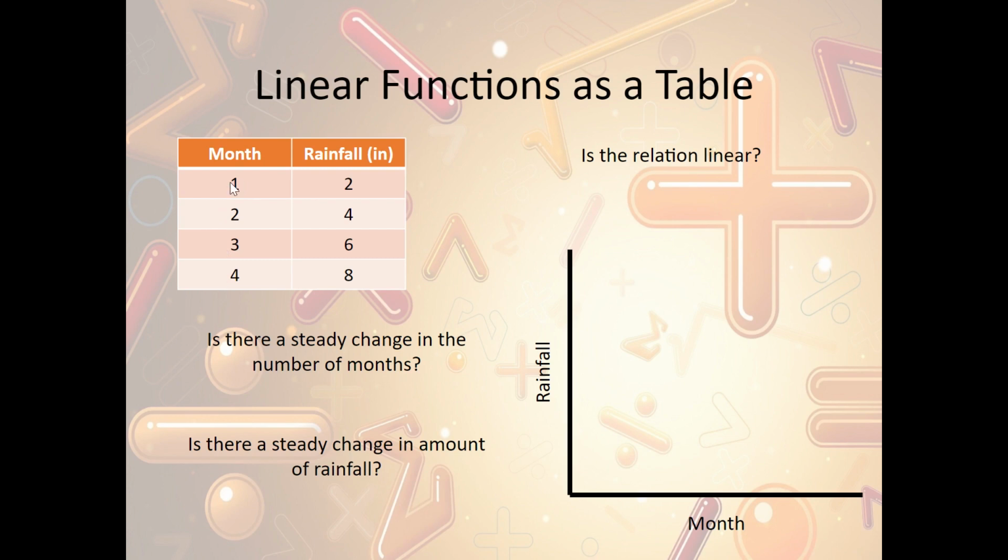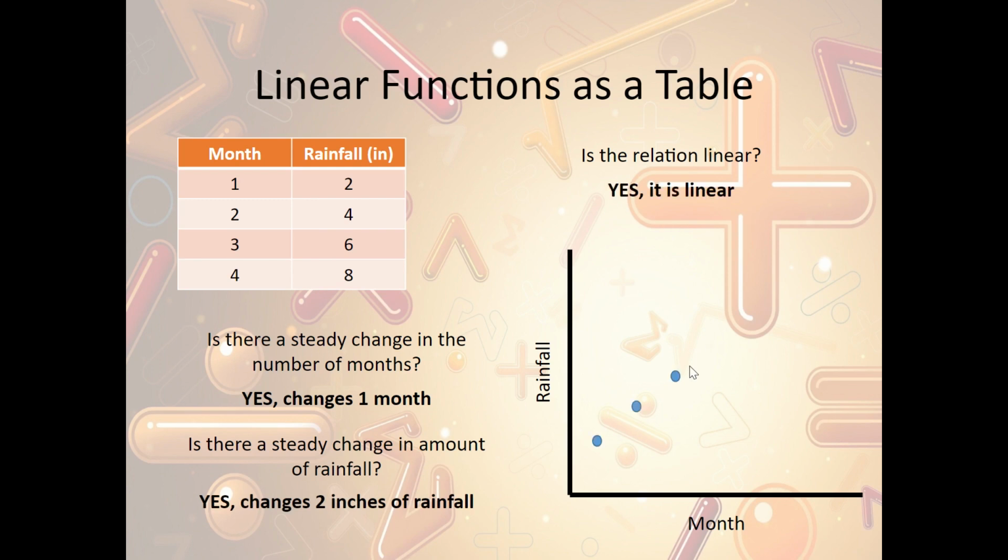linear. So for instance, we have 1, 2, 3, 4. So we can see that there is a consistent pattern, and the pattern is that we're adding by 1. So that's addition. So now if we look at this side, we have 2, 4, 6, 8. Again, consistent pattern, addition by 2. So is there a steady change in the number of months? Yes, we're changing by 1 month each time. Is there a steady change in the amount of rainfall? Yes, there is. We're changing by 2 each time. So therefore, we could say, yes, this set is linear. And if we were to graph it, it would look something like this and form a straight line. So that's a linear function based on a table.